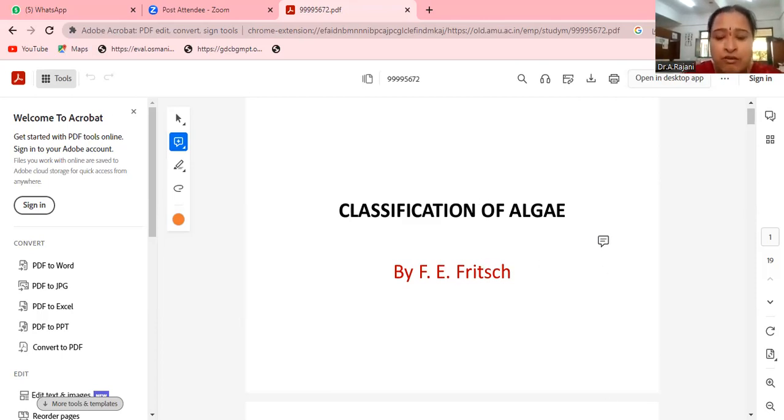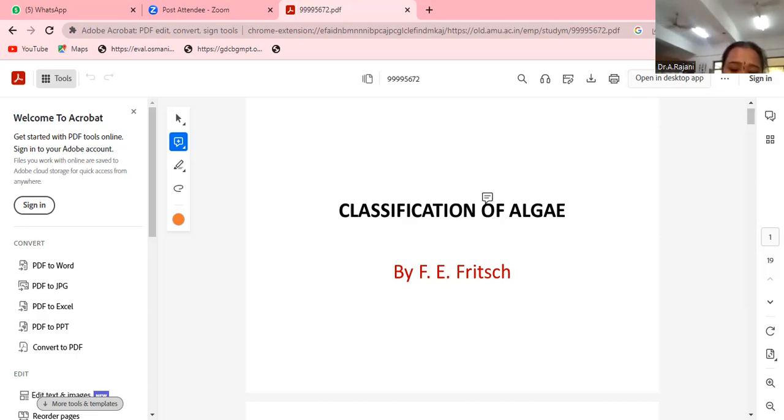It is the first most comprehensive, authoritative, and accepted classification: the Fritsch classification, which is given in Fritsch's book. The scientist Fritsch wrote one book. The book name is Structure and Reproduction of the Algae. What is the book name? Sometimes they ask the Fritsch book name also. Structure and Reproduction of the Algae.